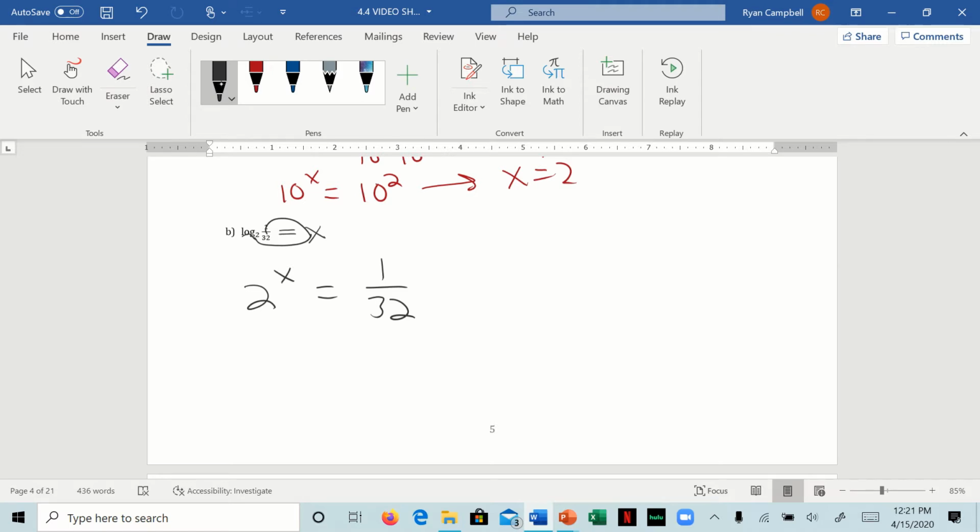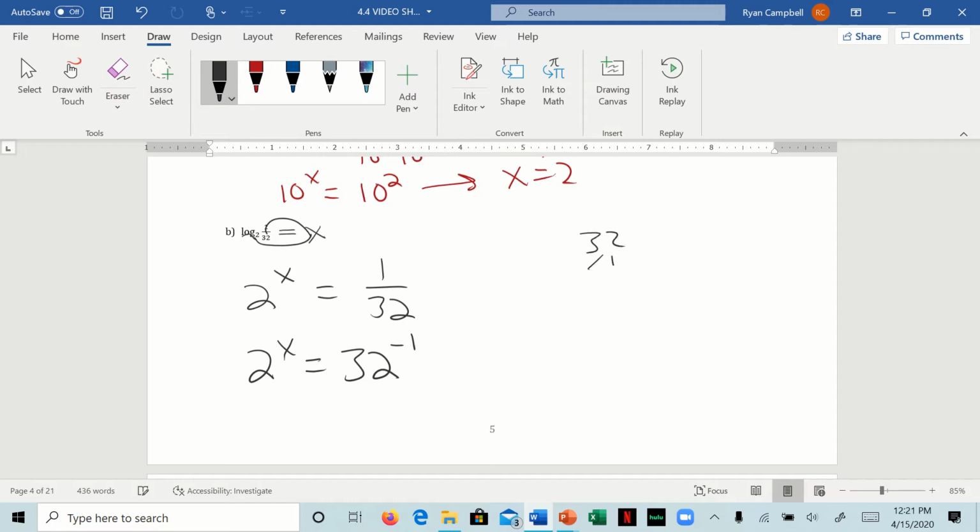Well, first things first, right? We got to get that 32 out of the denominator. So we can just make that 32 raised to what power? Hopefully you said -1. Good. And then how can you break up 32?